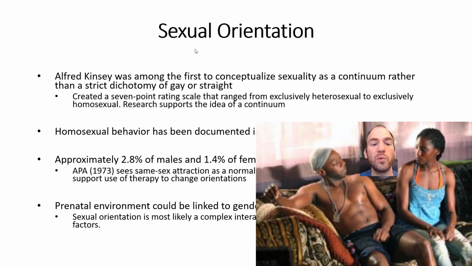The APA in 1973 saw same-sex attraction as a normal variation of human sexuality and does not support the use of therapy to change orientations. Perinatal environment could be linked to gender nonconformity and sexual orientation. It's likely a complex interaction of genetic, biological, social, and cultural factors. So the big takeaway here, regarding the APA prior to 1973, why I pointed that out, is because same-sex attraction was seen as abnormal, reflecting an abnormal psychology prior to that time, according to the APA.